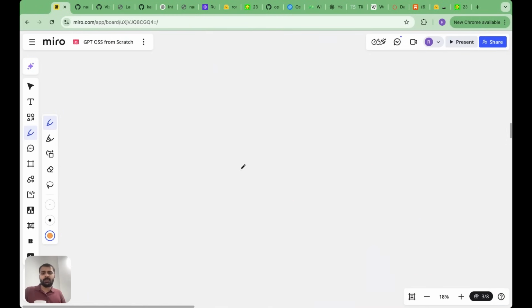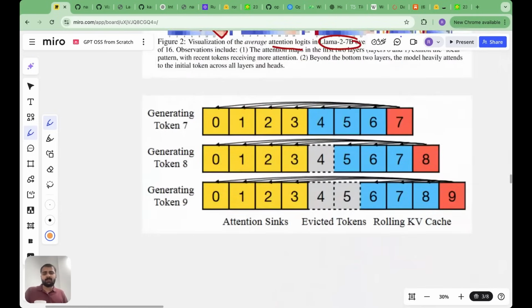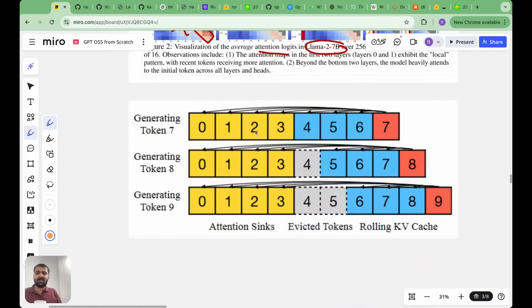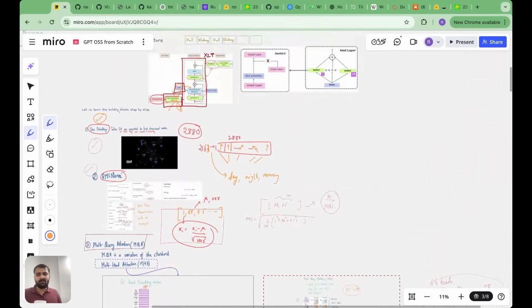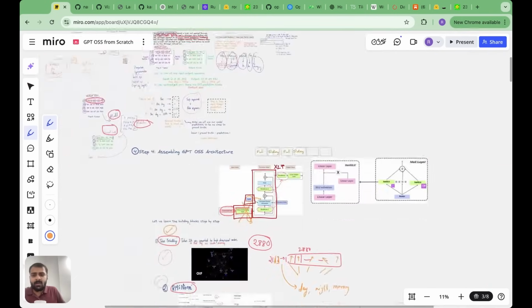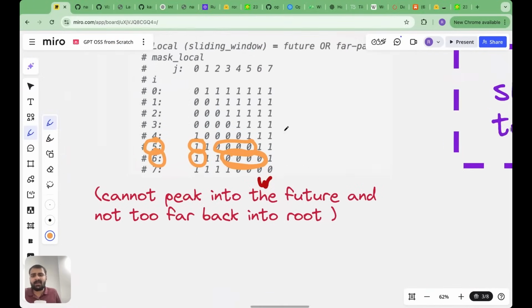So the authors introduced the concept which is called attention sink. What they mentioned was that we can decide that I want 4 attention sinks. So we have the sliding window. That's fine. Let's keep that. We have the sliding window. That's fine. Let's keep it.